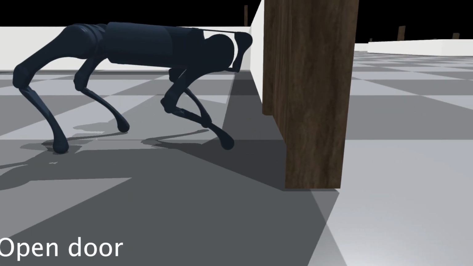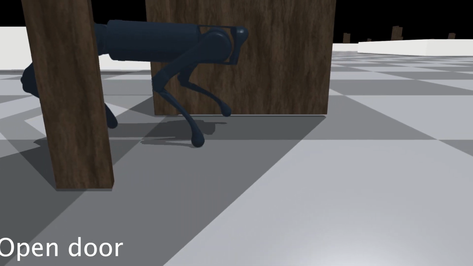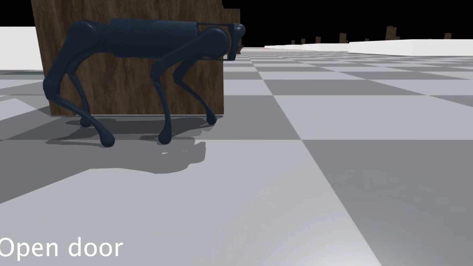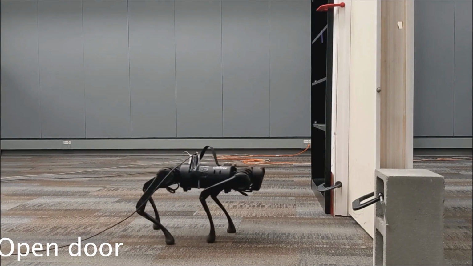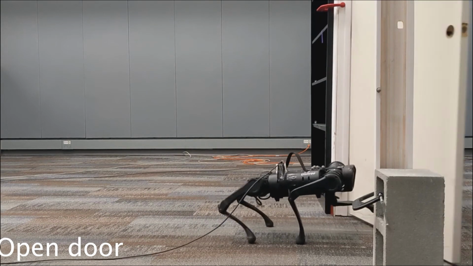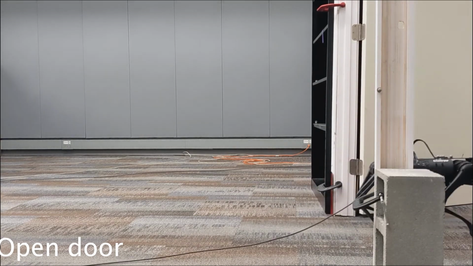Next, we train the robot to open a door. The robot is penalized if its body touches the door and is rewarded for walking forward and pushing the door open. In the real world, we track the state of the robot and the door by using mocap markers.